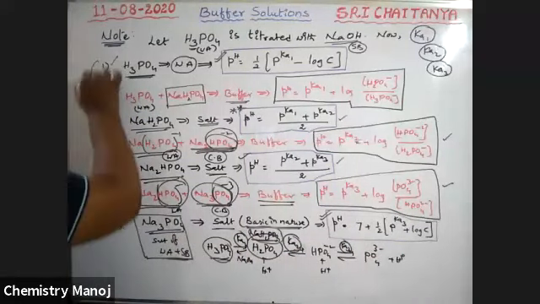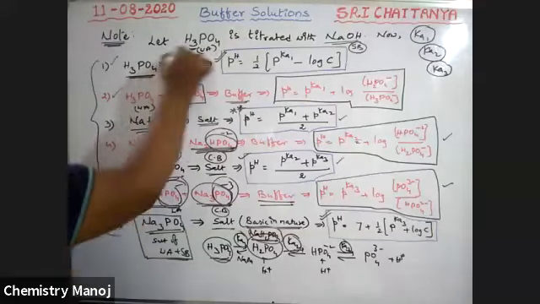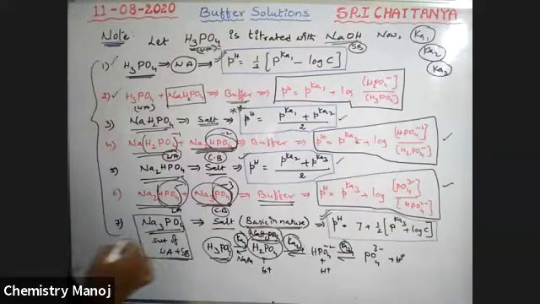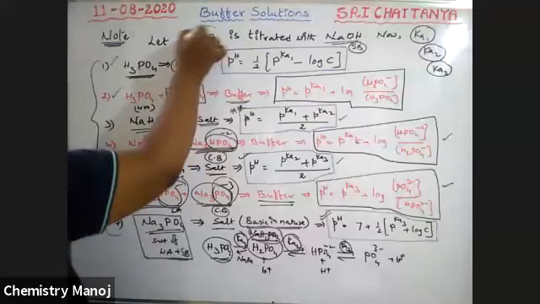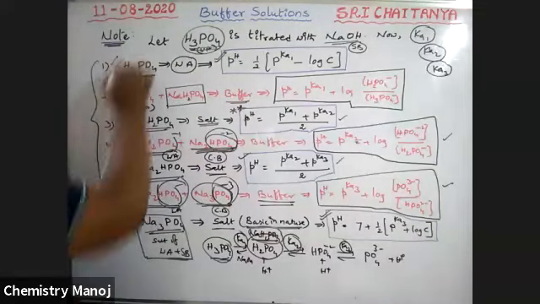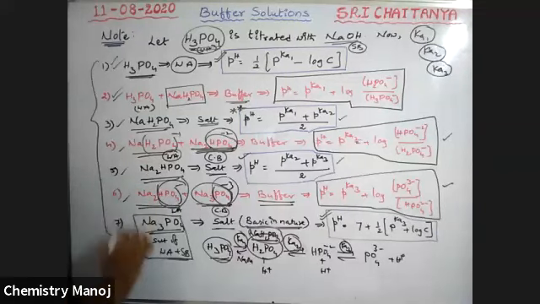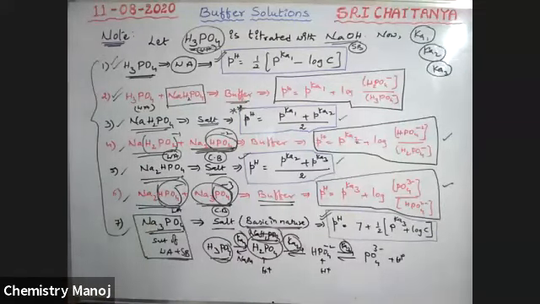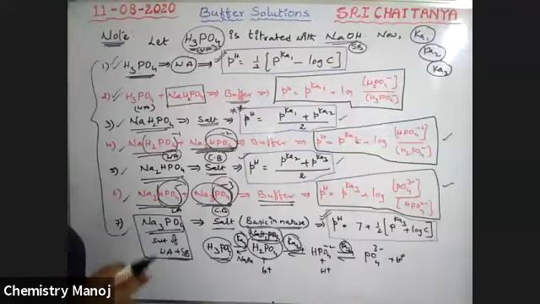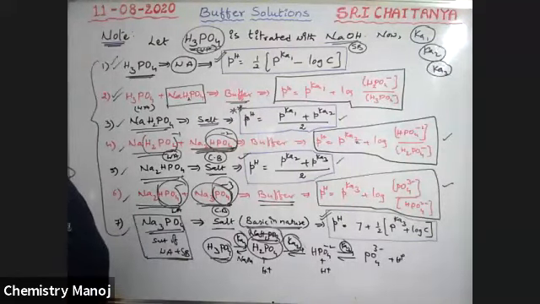So these are the different cases in polybasic acids and polyprotic acids. Here it is weak acid, buffer, weak acid, buffer, weak acid, buffer, but at last it is a salt. So this is the way to identify the pH of different cases in polyprotic acids.